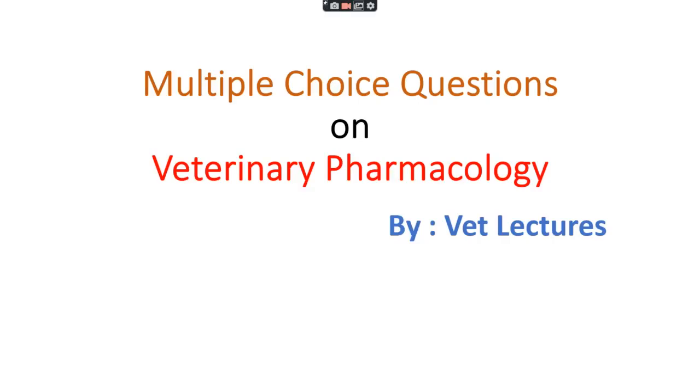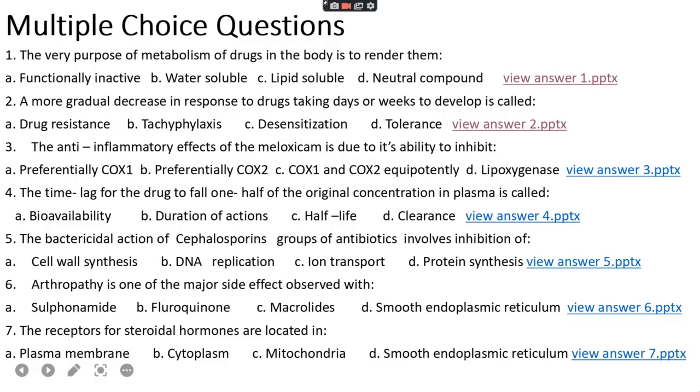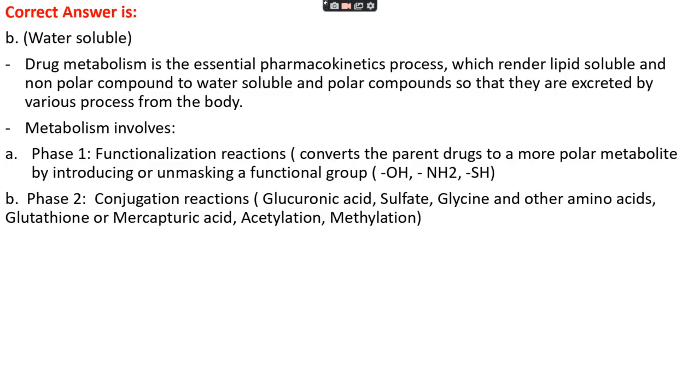Today we will discuss multiple choice questions on veterinary pharmacology. Question number one. The very purpose of metabolism of drugs in the body is to render them: option A, functionally inactive; option B, water soluble; option C, lipid soluble; or option D, neutral compound. The right answer is option B, that is water soluble.